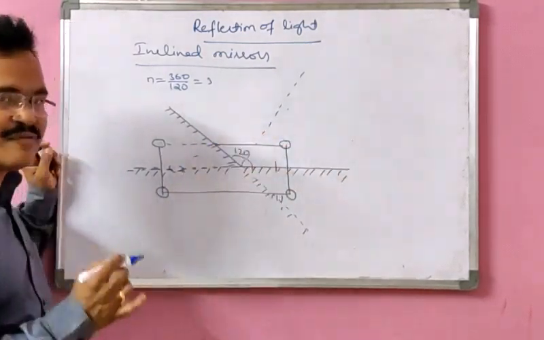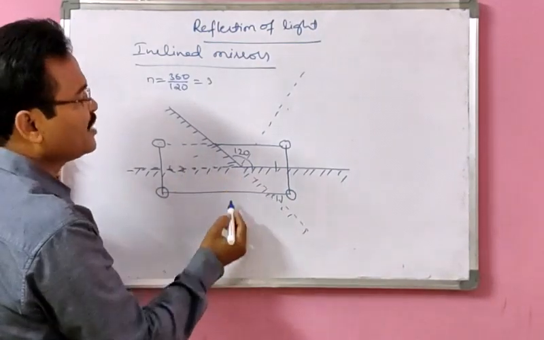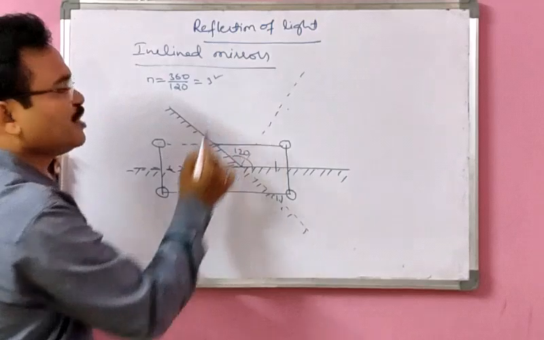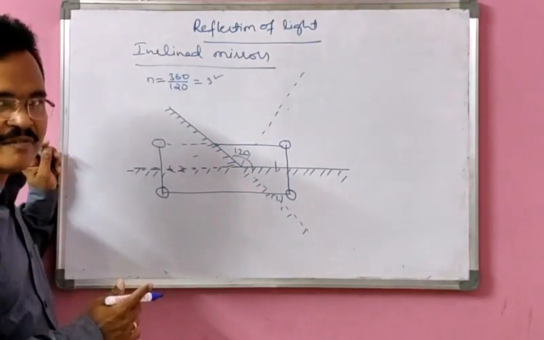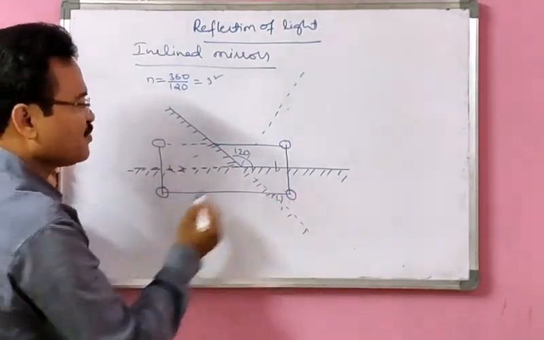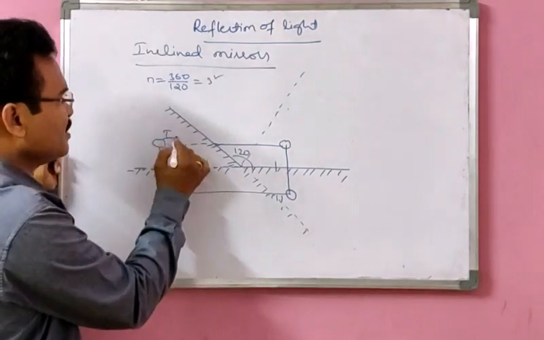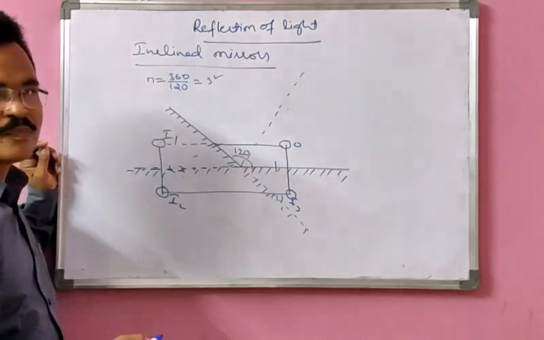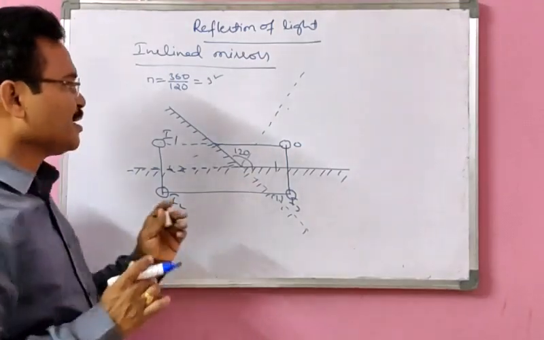If the object is off the axis, the number of images formed will be 360 by 120, which is equal to 3. Here we are not subtracting 1, because the number of images formed is 3: this is 1, this is 2, this is 3, and this is the object O. So what is the criterion here?